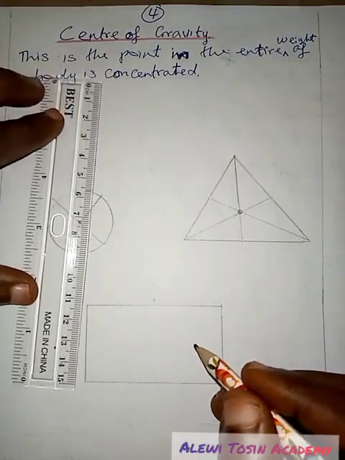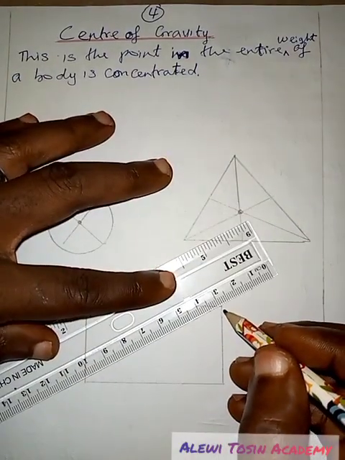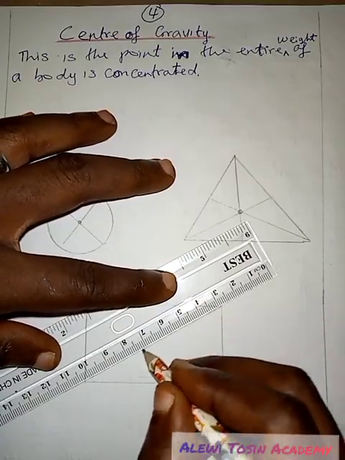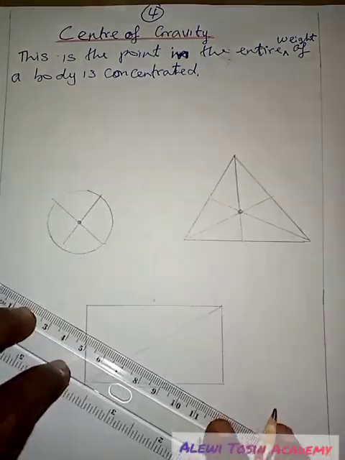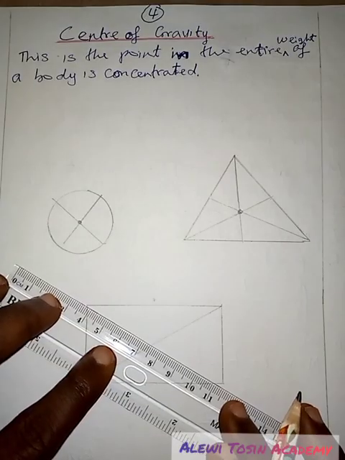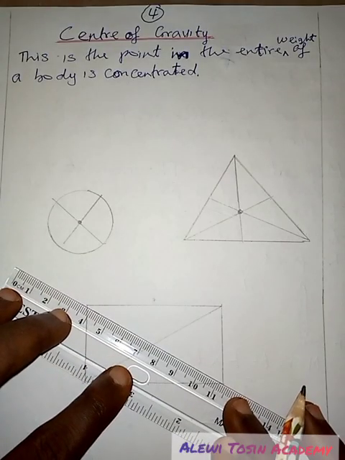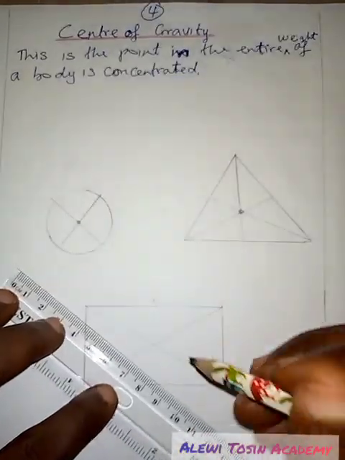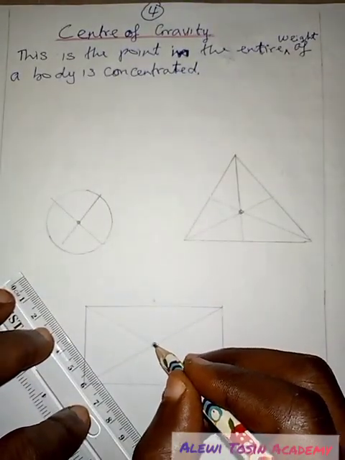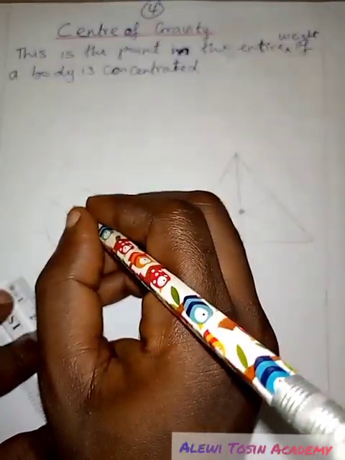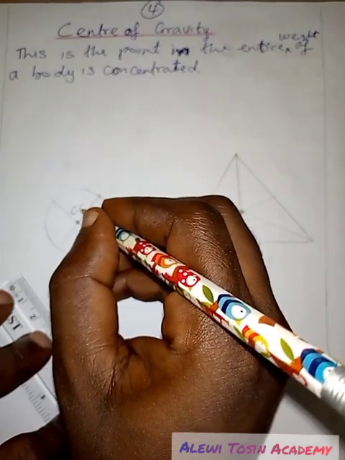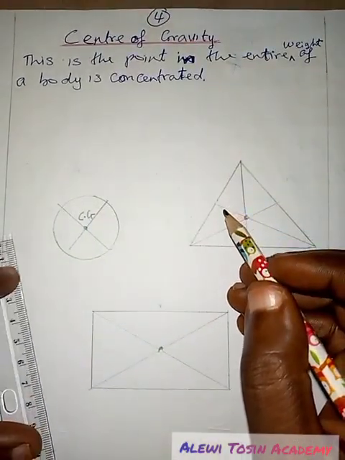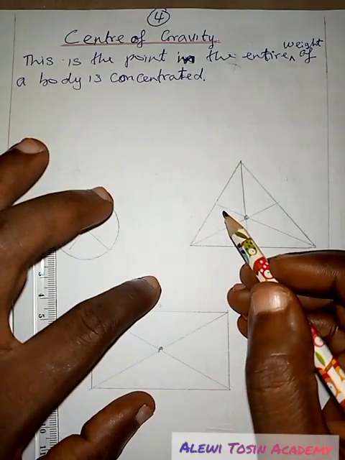Now, for a rectangle, just like your notebook, I cited an example. The point of intercept of the diagonals is our center of gravity. Let's denote it by CG, the center of gravity of that object.